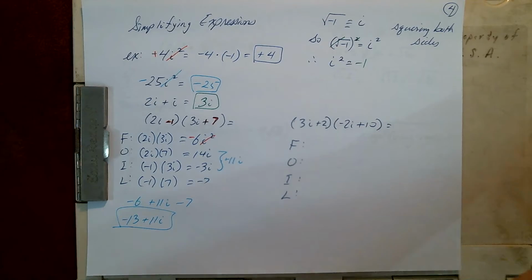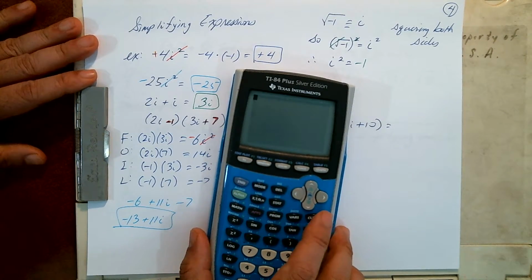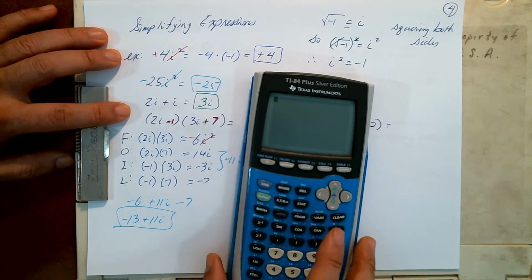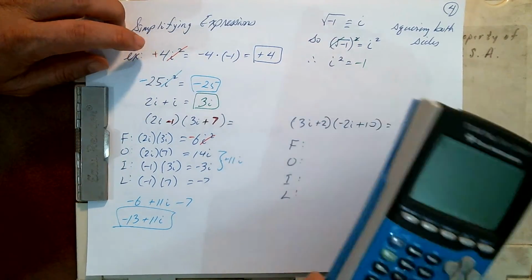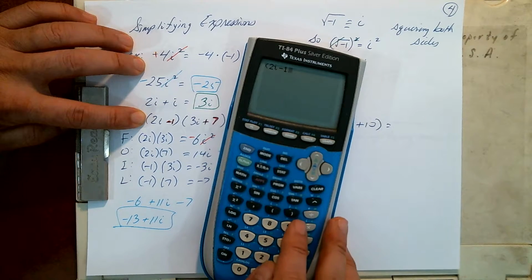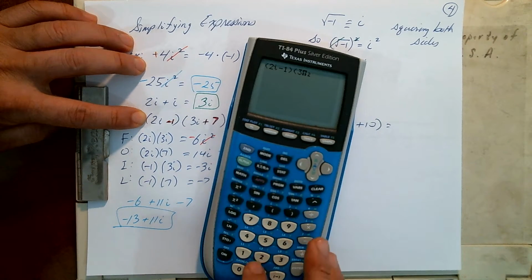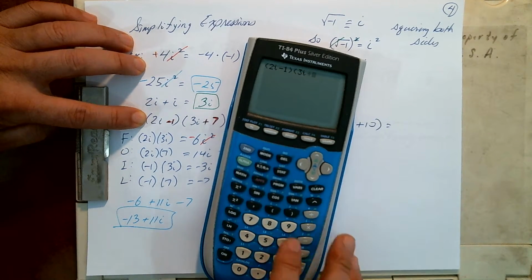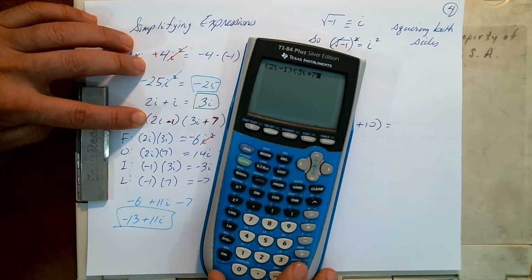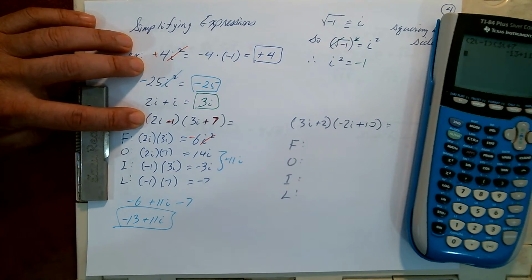Let's check it with the calculator. This does a really good job of calculating i's. So we write it straight out like this. Parentheses 2i. Where's my i? Minus 1. And parentheses times 3i above my dot, plus 7. I don't need to put the end parentheses right there, okay? Negative 13 plus 11i. Negative 13 plus 11i. Check.